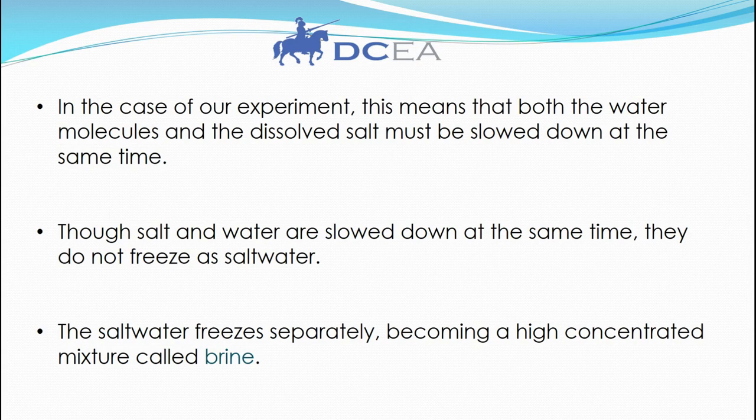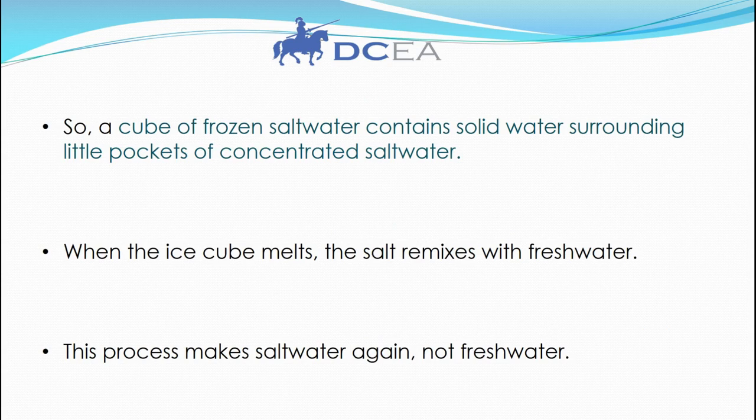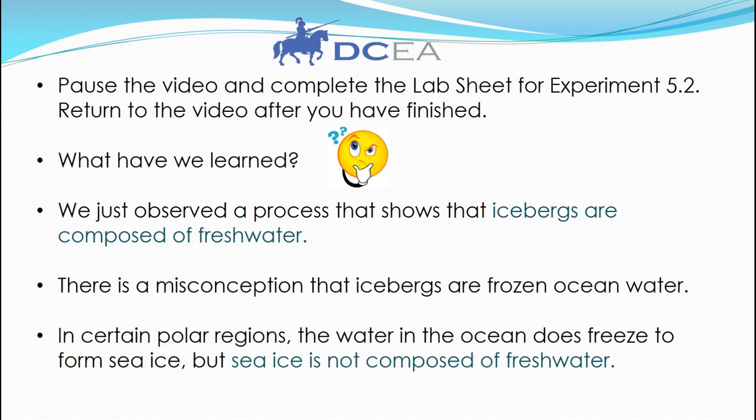Though salt and water are slowed down at the same time, they do not freeze as salt water. The salt water freezes separately, becoming a highly concentrated mixture called brine. So, a cube of frozen salt water contains solid water surrounding little pockets of concentrated salt water. When the ice cube melts, the salt remixes with fresh water. This process makes salt water again, not fresh water.